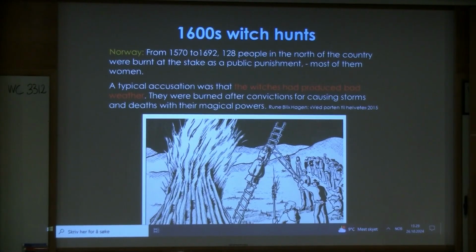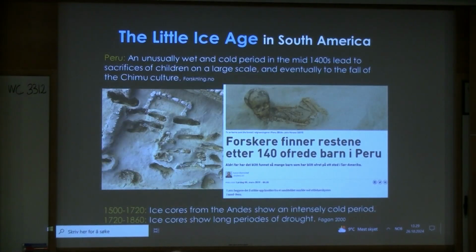What was the typical accusation? It was that they had produced bad weather, and they were burned after convictions for causing storms and deaths with their magical powers. So that was the explanation at that time, it was the witches' fault. In South America, the Little Ice Age wasn't very pleasant either. They tried to resolve the harsh conditions by sacrificing children, to see if that helped.